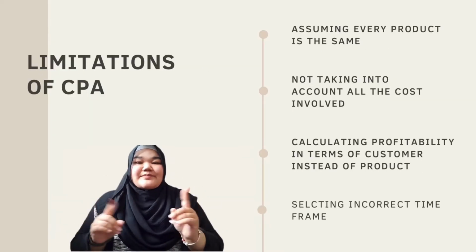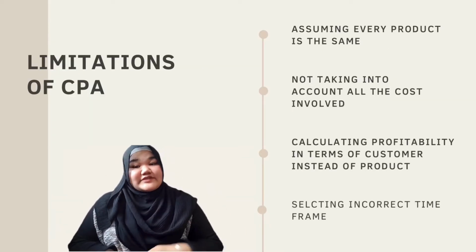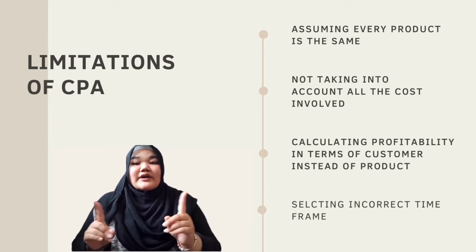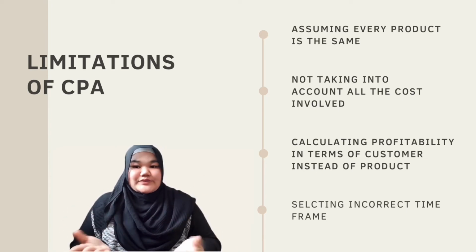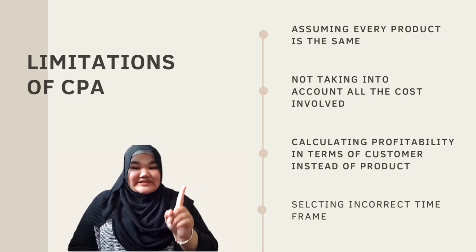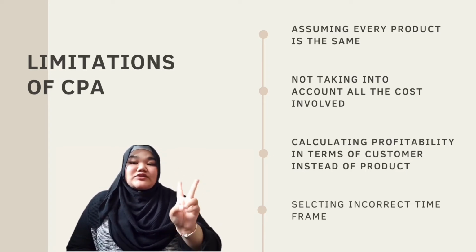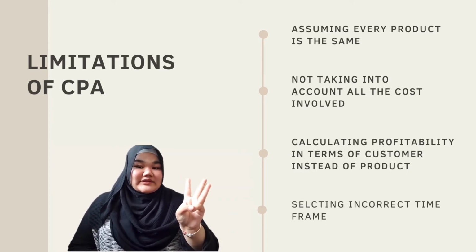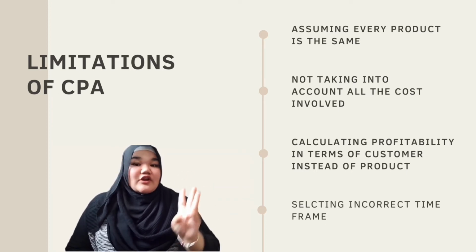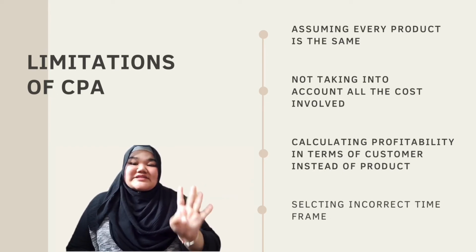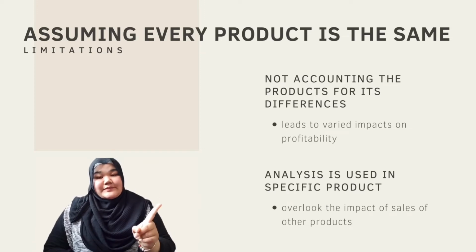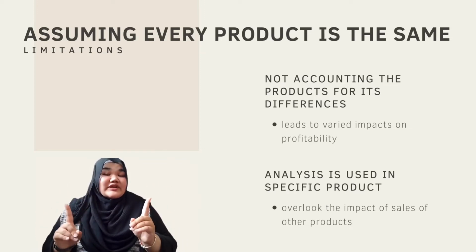Moving on, despite the good reviews on the application of CPA, there are still a few limitations that a company faces upon applying the techniques, which include: 1. Assuming every product is the same, 2. Not taking into account all costs involved, 3. Calculating profitability in terms of customer instead of product, and 4. Selecting incorrect time frame. So the first limitation of CPA is that it assumes every product is the same.